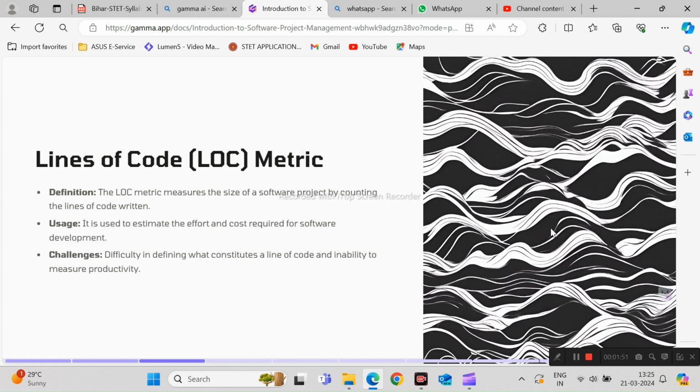Now we move ahead and see what the line of code metric is. Line of code has three parts. The first part is definition, uses, and the challenges. The definition: the line of code metric measures the size of a software project by counting the lines of code written.